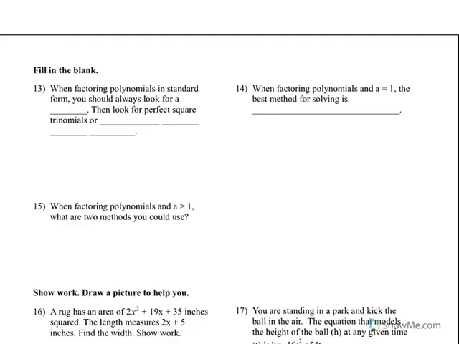All right, when factoring polynomials in standard form, you should always look for a GCF. Okay, that's a greatest common factor. That's like the number that you can divide everything by, especially if they're really big numbers, like if you have an A term, a B term, and a C term that are really, really big. You also need to look for perfect square trinomials or the difference of 2 squares.